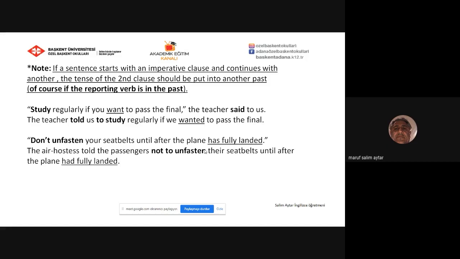Note, if a sentence starts with an imperative clause and continues with another, the tense of the second clause should be put into another past, of course, if the reporting verb is in the past. Study regularly if you want to pass the final, the teacher said to us. The teacher told us to study regularly if we wanted to pass the final. Don't unfasten your seatbelts until after the plane has fully landed. The air hostess told the passengers not to unfasten their seatbelts until after the plane had fully landed.